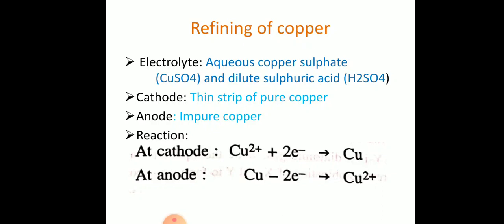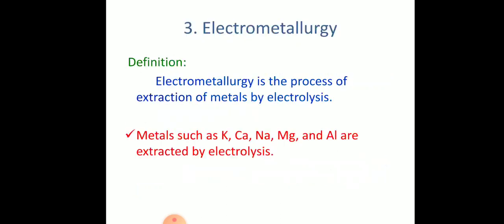Now, what will happen? The ions which are converted get deposited on the cathode. At the same time, the impure copper at the anode will lose its impurities and they will settle down at the bottom. The impurities that settle below the anode are known as anode mud. This is how refining of copper is done.